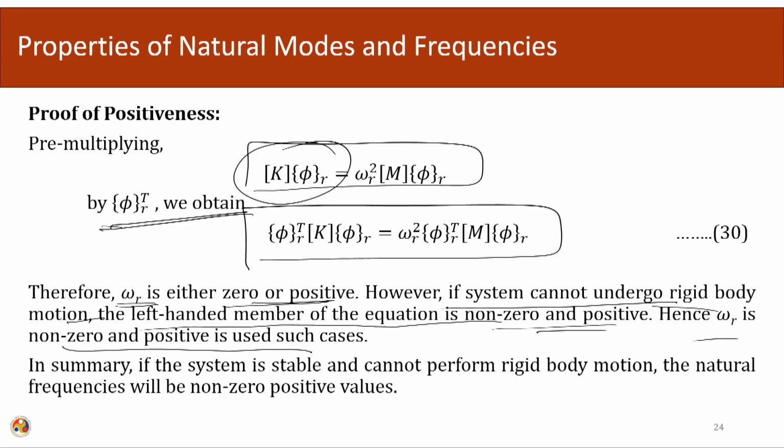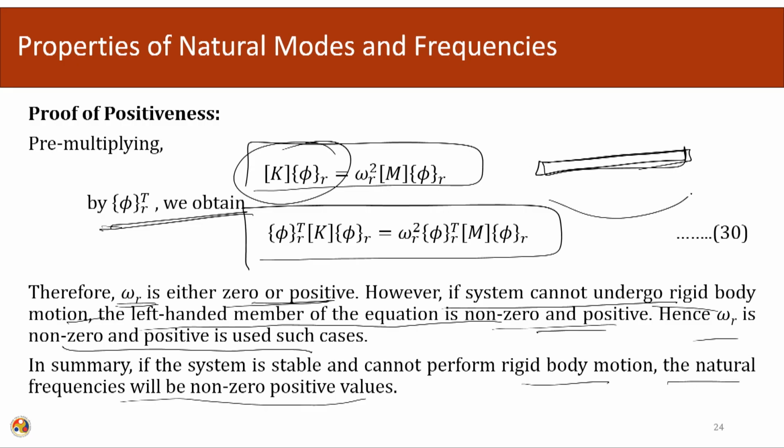To summarize, if the system is stable and cannot perform rigid body motion, then the natural frequencies will be non-zero positive values. There will be a non-zero real frequency. In case of a rigid body motion, the frequencies can be 0, but in the case of a flexible system, the frequency will be a non-zero real number.